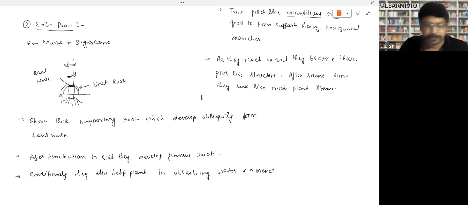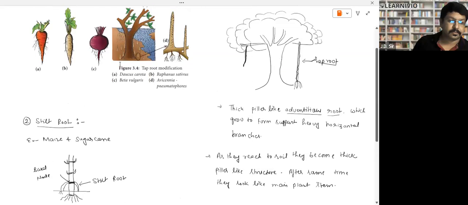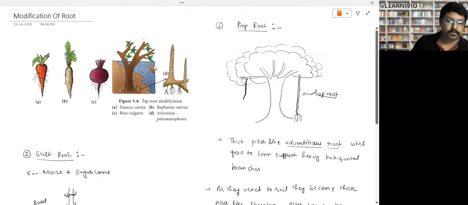Rhizophora. Okay. Then I will tell you about Rhizophora. What is Rhizophora? Look. Rhizophora, this is the diagram of Rhizophora. You can see. So Rhizophora, first let me tell you, they are a very peculiar kind of plant. Anyone of you have any idea about Rhizophora?